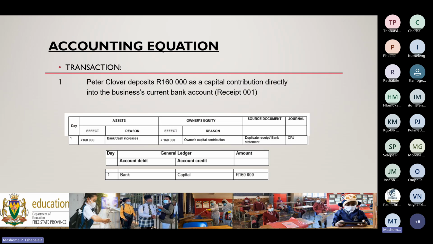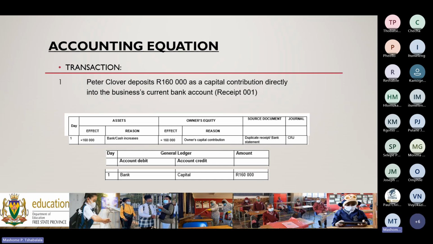Now, let us look at the analysis of the transaction. Here's the transaction: Peter Clover deposits 160 as a capital contribution directly into the business bank account. Receipt 001 was issued. Remember, he will deposit the money, and immediately when you receive that notification, you need to issue a receipt. When you analyze the transaction, you ask which two accounts will be affected. It will be the bank and the capital.